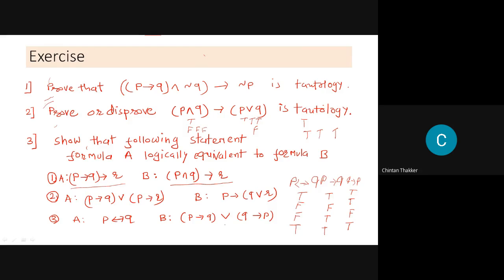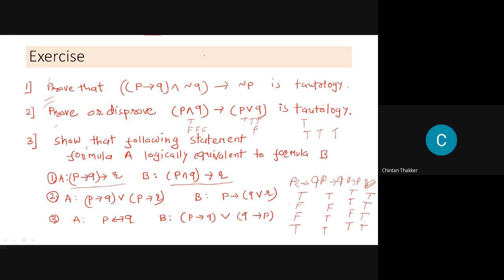So the OR statement of P implies Q and Q implies P is all T. A and B are not equivalent because in A, the middle two are F, and in B, all are T. If we take the biconditional statement of A and B, then the middle two are F and the first and fourth are T. So it is not a tautology, it is a contingency, so A and B are not equivalent. Okay.